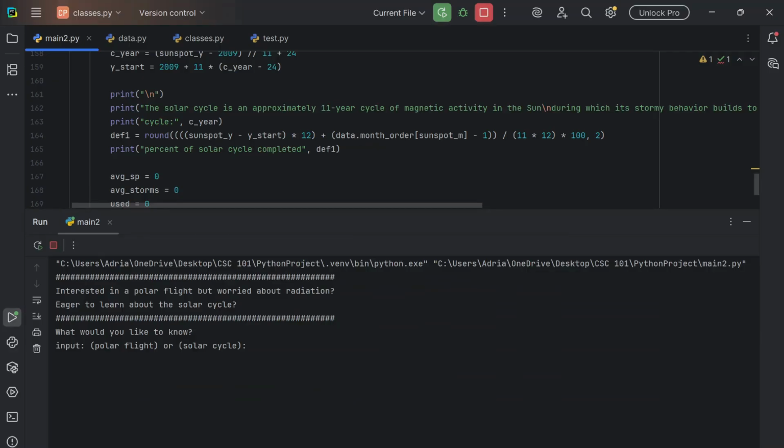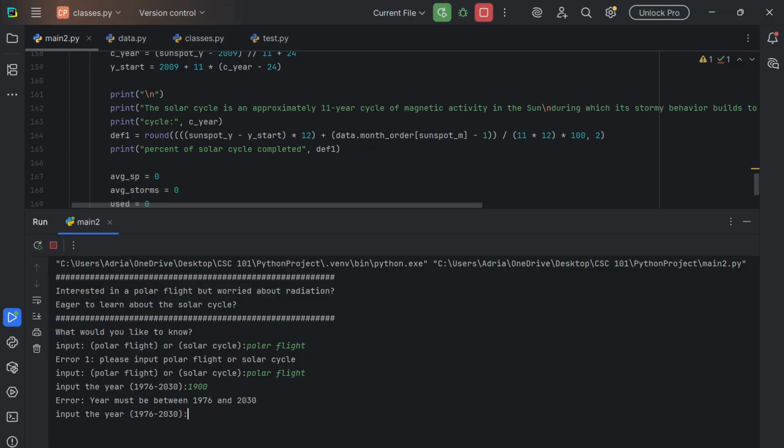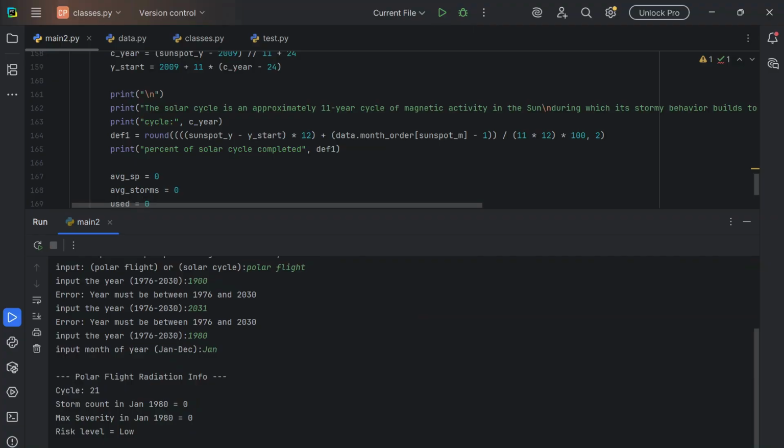It asks us if we're interested in polar flight, worried about radiation, or eager to learn about the solar cycle. Let's start with polar flight. Or first, let's start in case we didn't write polar flight correctly. As you can see here, I spelled it wrong, and it asks us to please input it again. This time I did it correctly. Now it asks us for a year in that range. Let's say we wanted 1900, which is not in the range. It gives out an error. Let's say above that, and it does it again. So now let's do 1980. Now it wants the month of the year. Let's do Jan, and there's the information.